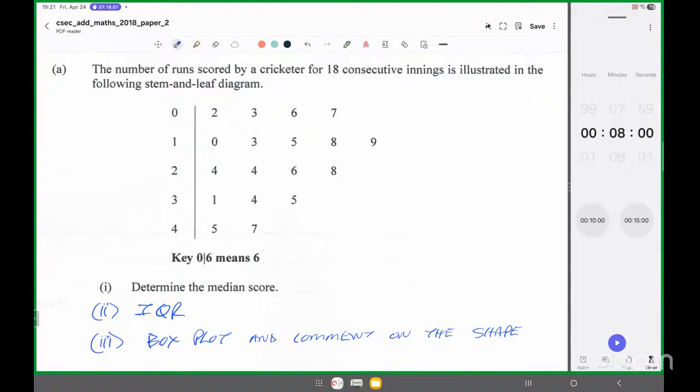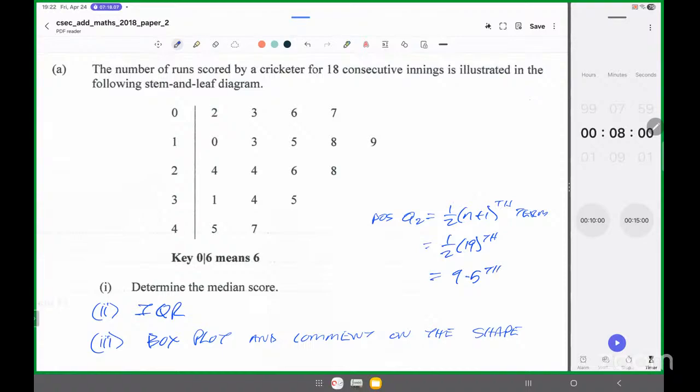If you want, you can calculate the position of Q2. The position of Q2 is half of the n plus 1 term. Remember, half of the n plus 1 term. Those who did CSEC last year are supposed to remember this, right? And n is 18, so this becomes half of 19. Half of 19 is how much?